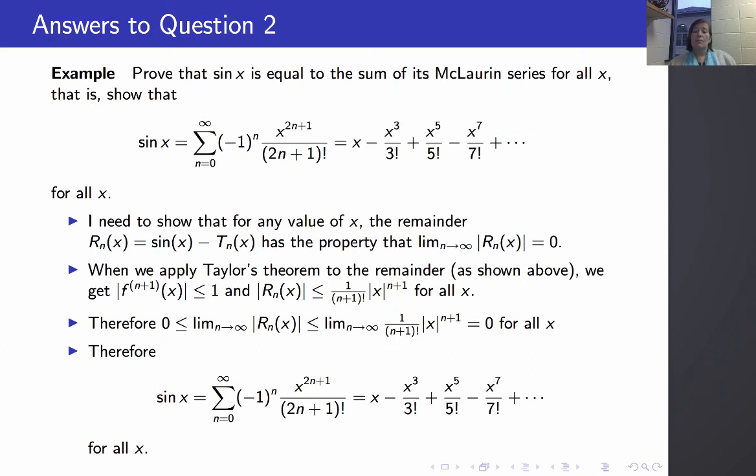It equals the sum from n equals 0 to infinity of minus 1 to the n times x to the 2n plus 1 over 2n plus 1 factorial.